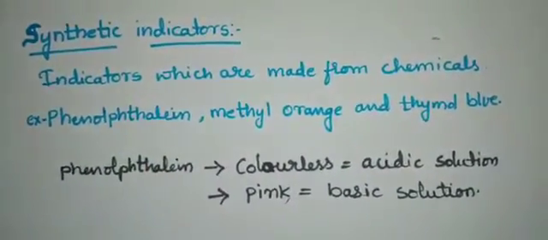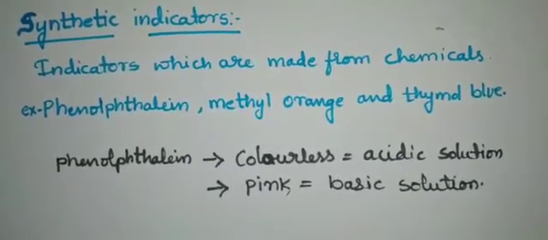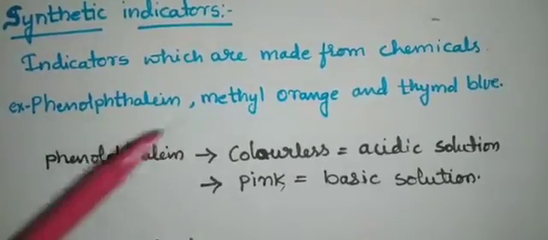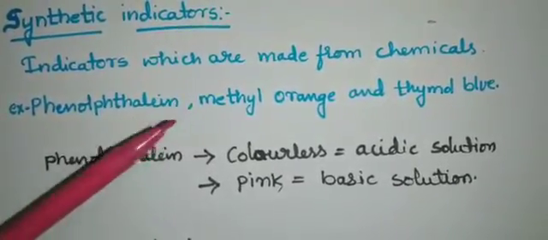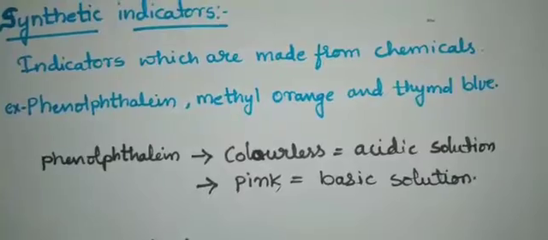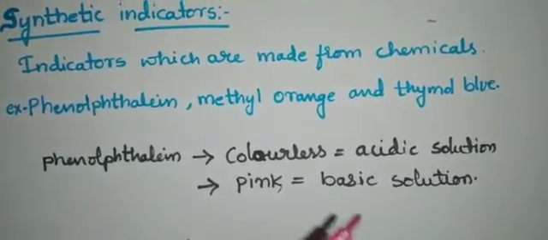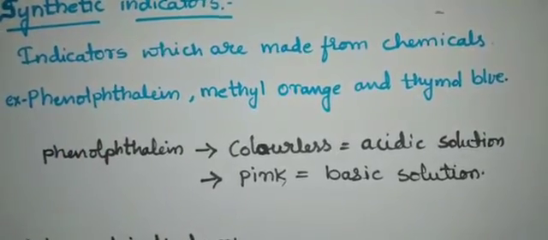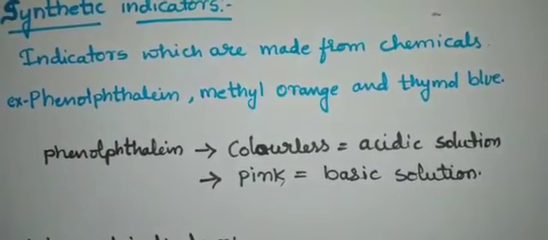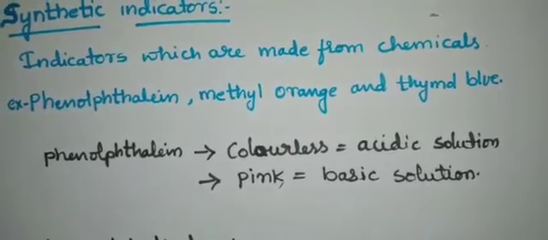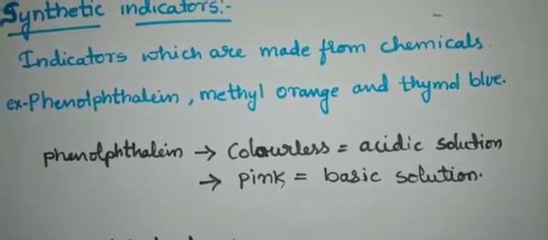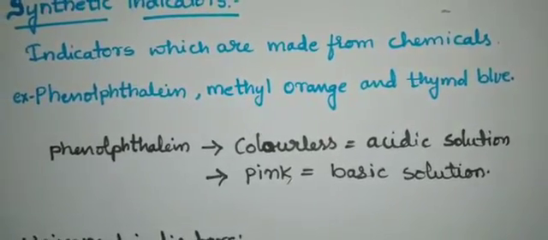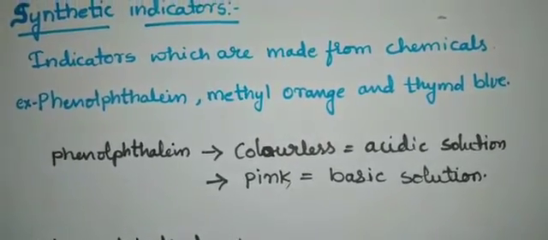These indicators show a specific color change in acidic and basic solutions. When you add these indicators to an acidic or basic solution, it will show a specific color change. Take for example phenolphthalein. It is a common indicator because its color change is very obvious. It always turns into a light pink color, which makes it easier to use.